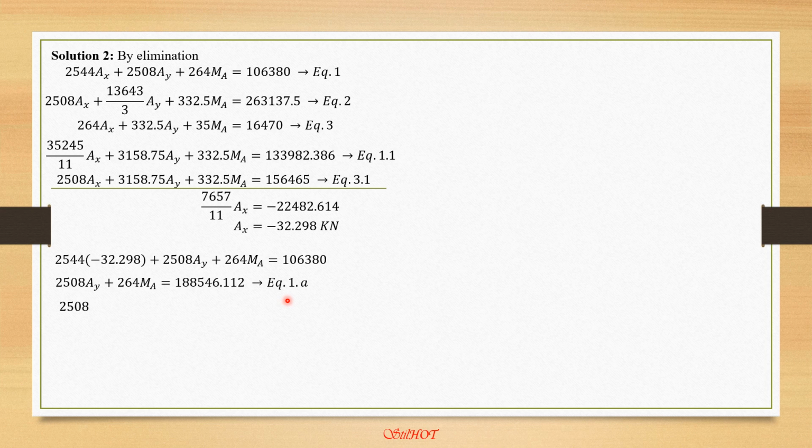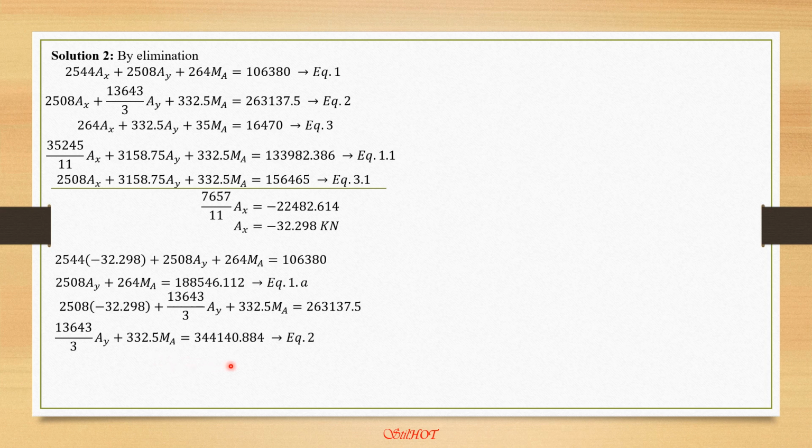Then equation 2: 2508 times negative 32.298 plus 13,640 over 3 AY plus 32.5 MA equals 263,137.5. This is equation 2. Then we substitute the value of AX. So equation 2 becomes 13,640 over 3 AY plus 32.5 MA equals 344,140.884. So call this equation 2A.